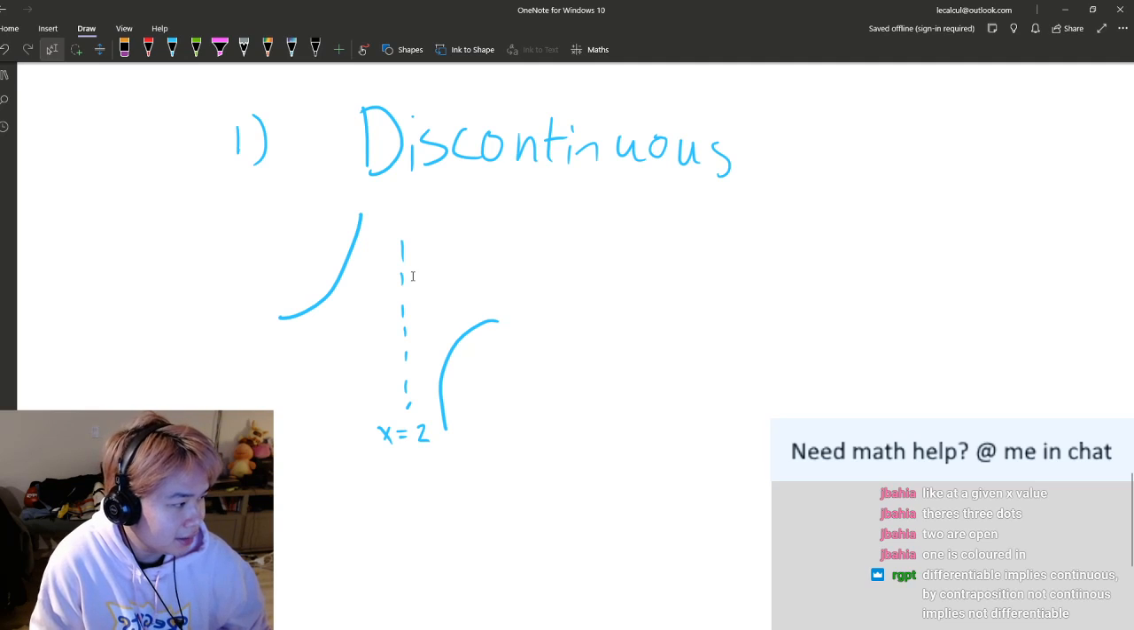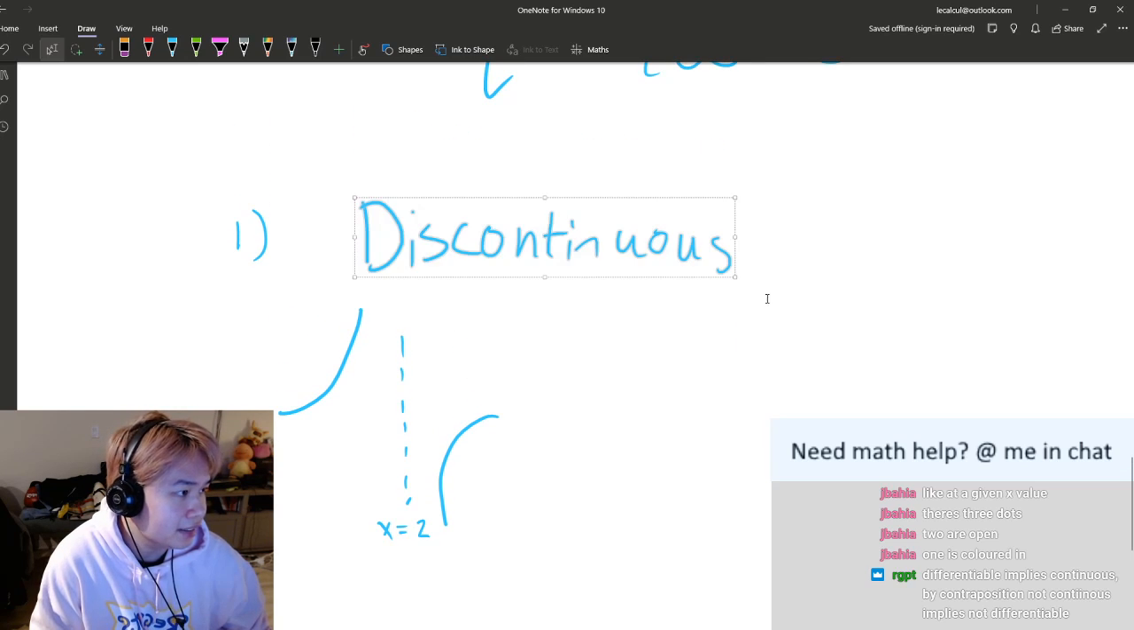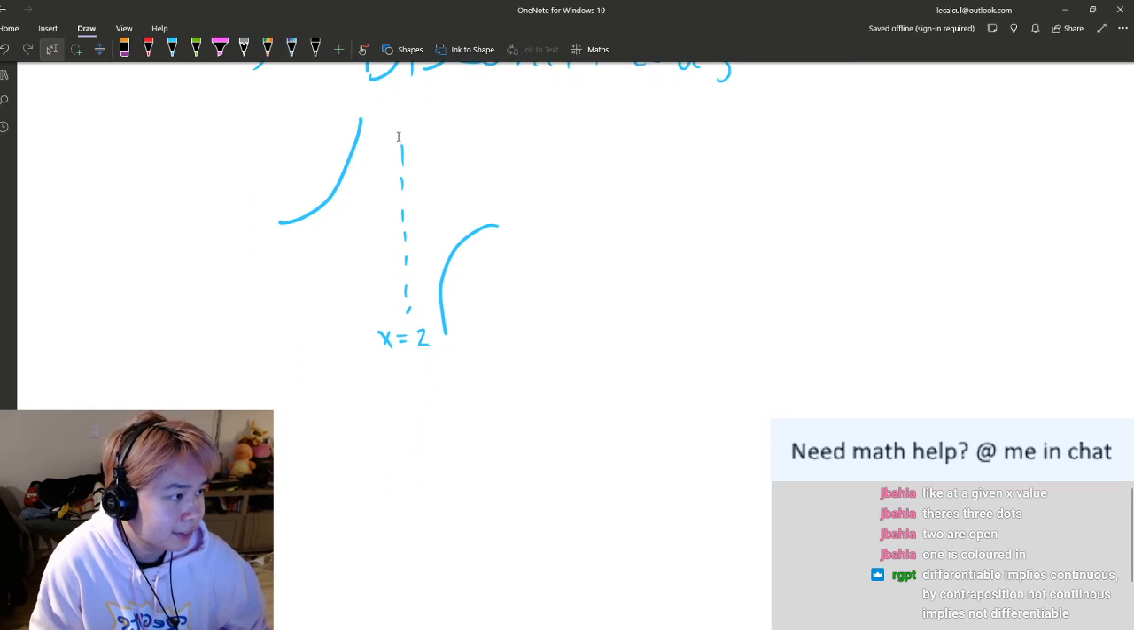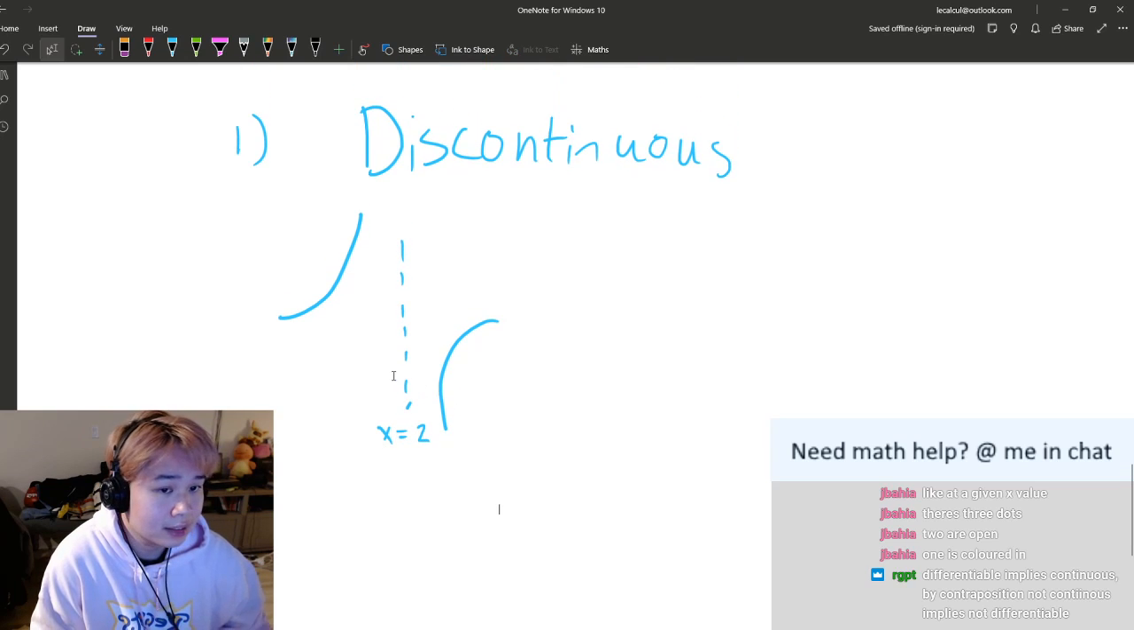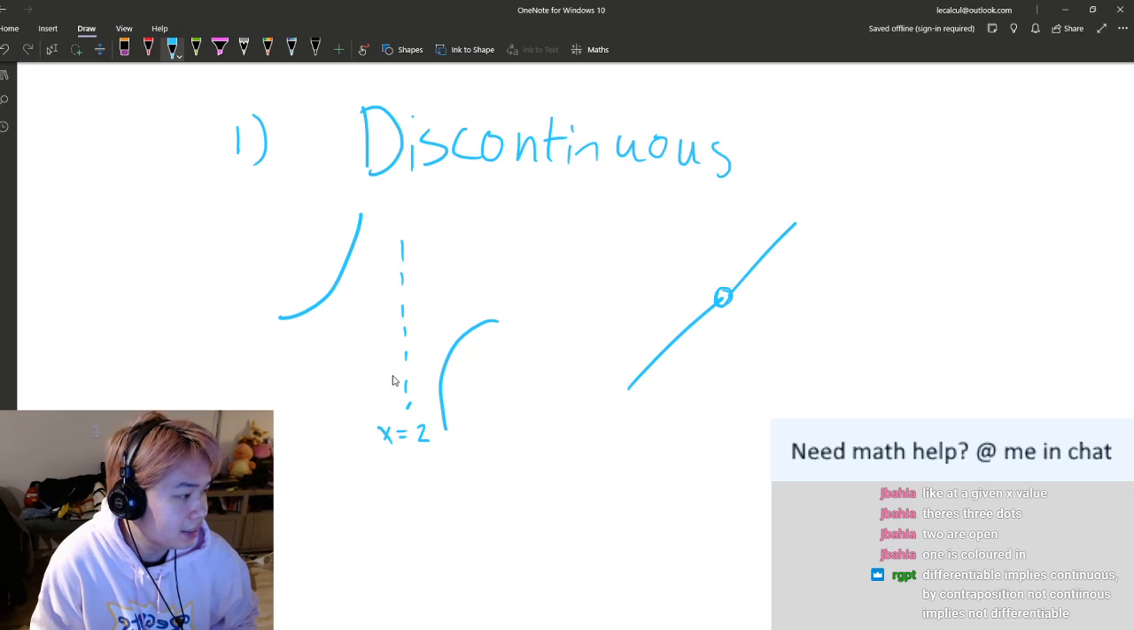By contraposition, non-continuous implies non-differentiable. Yeah. So you see, if it is discontinuous, then you don't have a derivative. So this graph is discontinuous at x equals 2. So it's not differentiable there. But there's different types of discontinuities. You also have removable discontinuity.